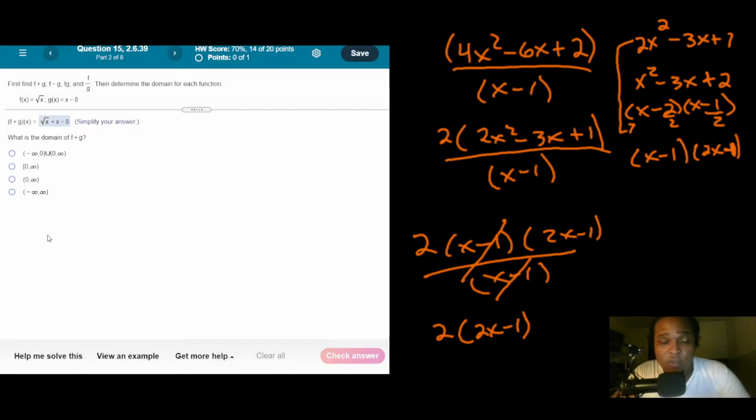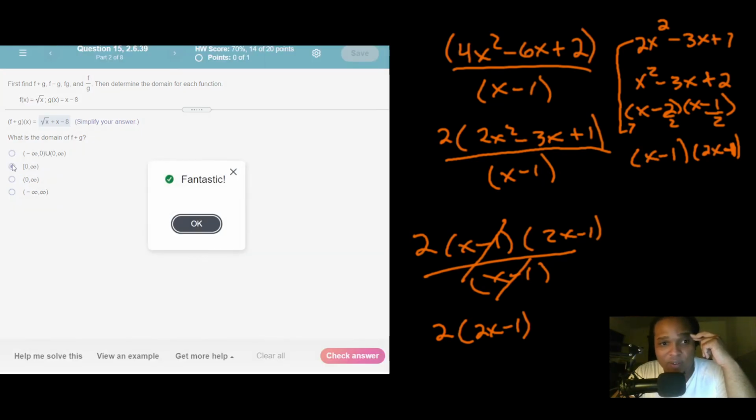The domain, there is only one square root, so we have to focus on that. X has to be greater than 0. So it's that right there. That's it.